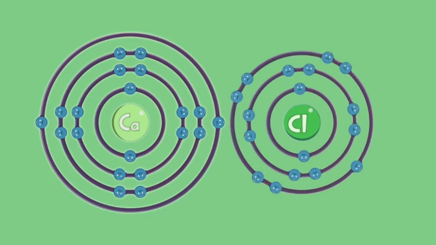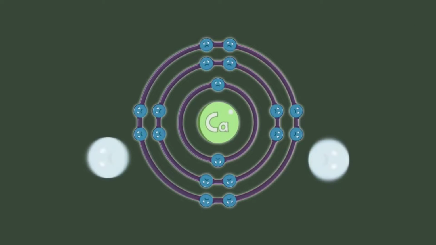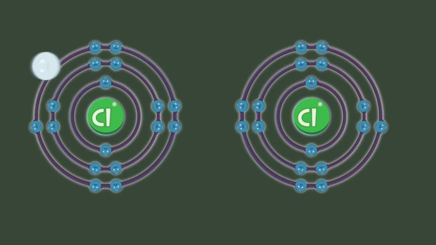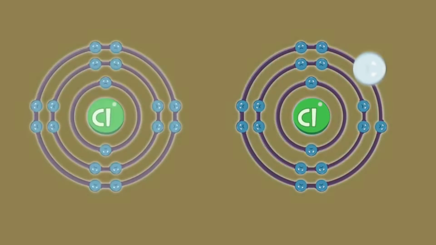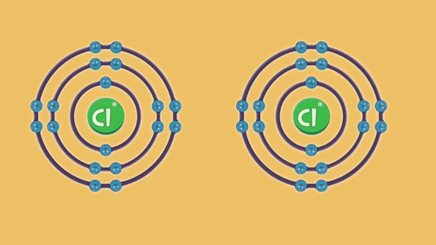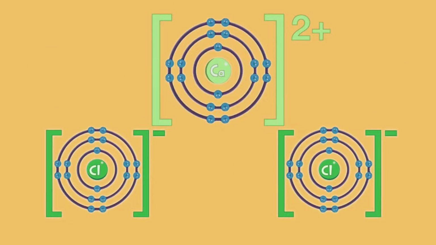Now, let's look at calcium and chlorine. Calcium loses two electrons to form a calcium ion. One of these electrons is transferred to a chlorine atom, and another is transferred to another chlorine atom, forming two chloride ions. The calcium ion is electrostatically attracted to the two chloride ions because the opposite charges must fully balance each other out.